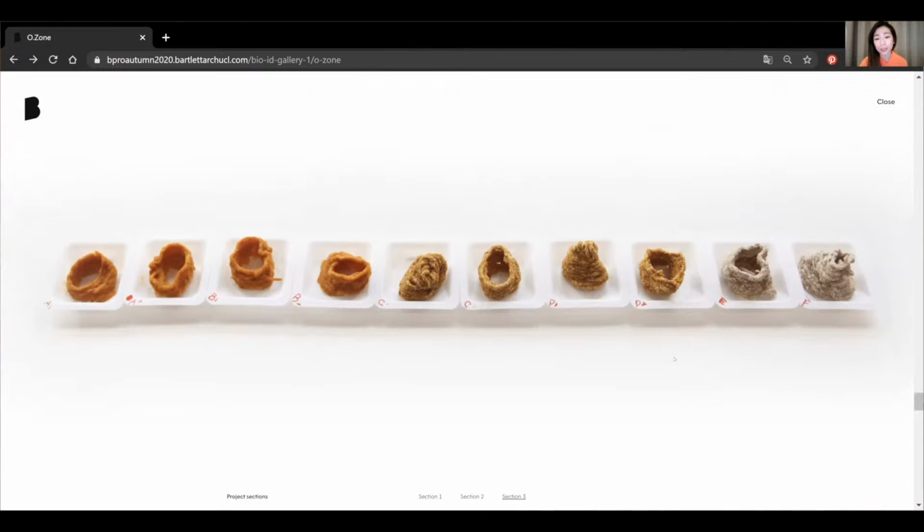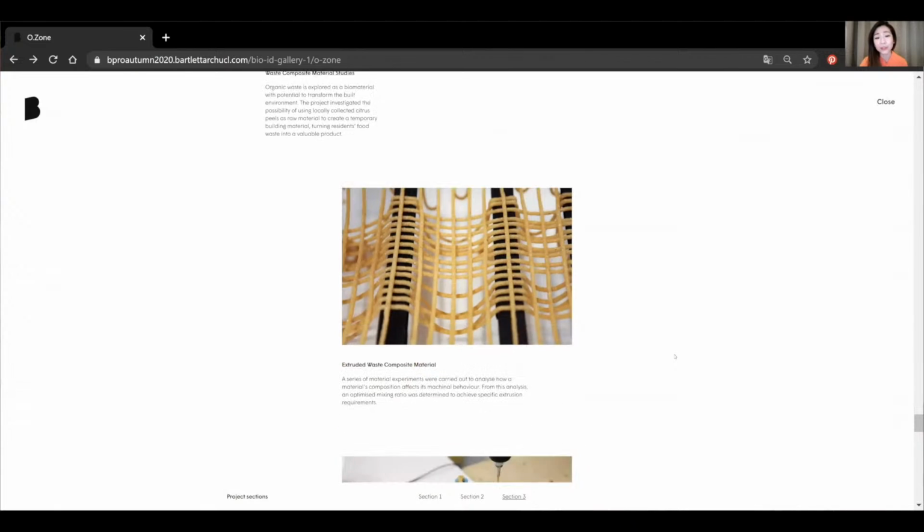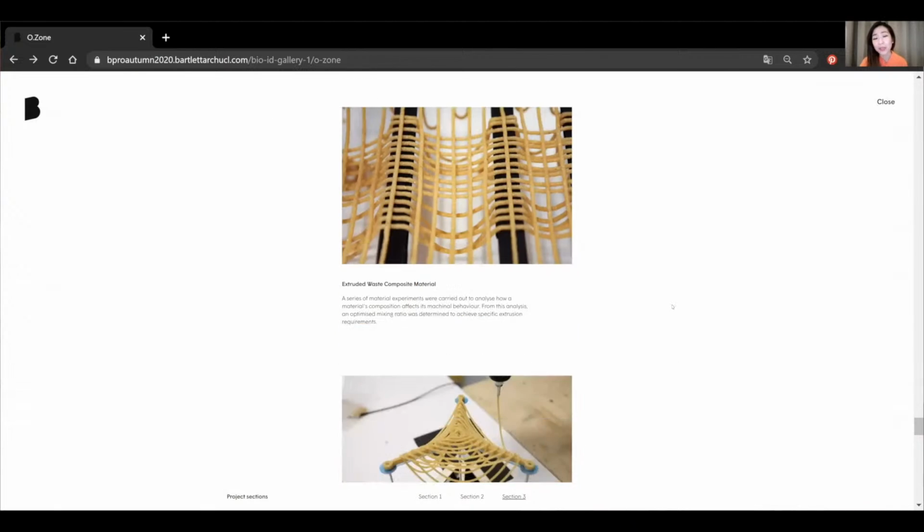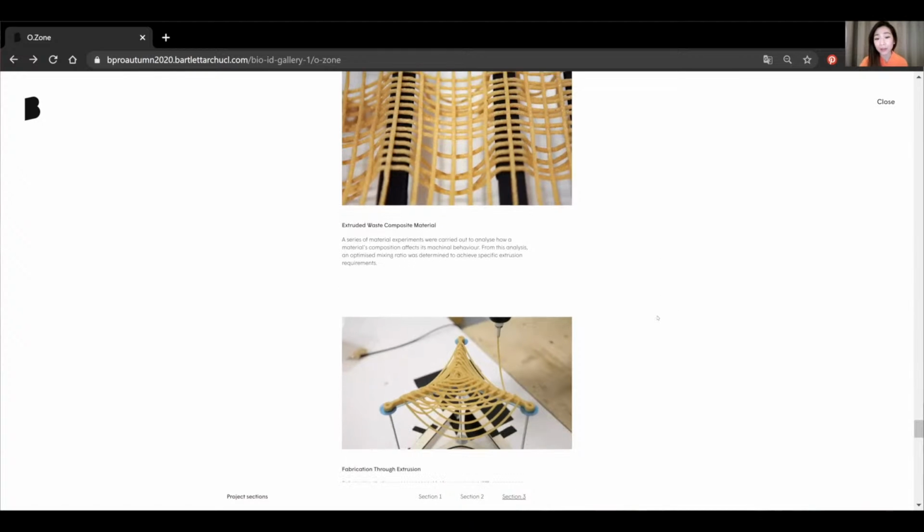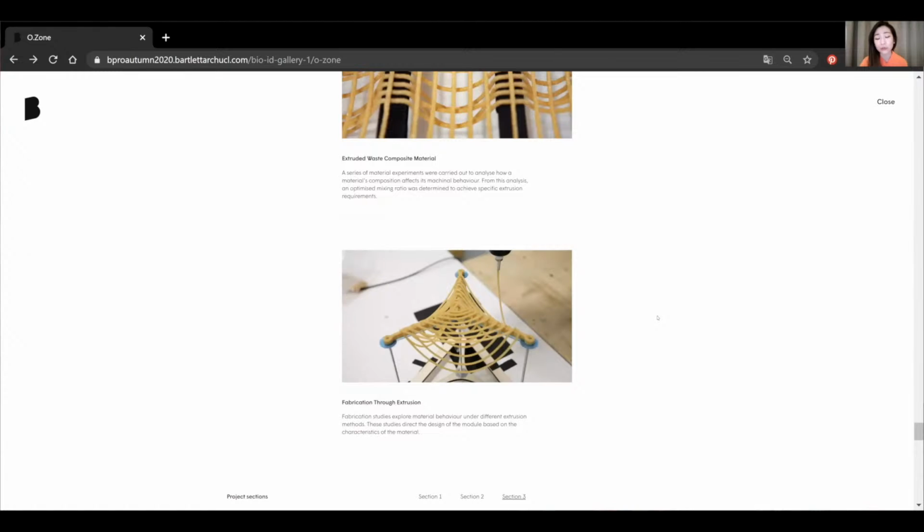And from this analysis, we optimized a mixing ratio in order to achieve the extrusion under suspending conditions. So during the fabrication period, we developed a fibrous shading component and calculated the weaving path to manage the extrusion of a single module into the volume of one cartridge size.